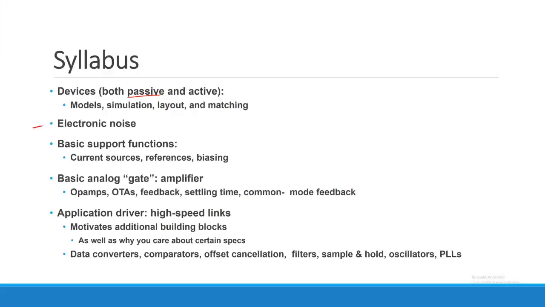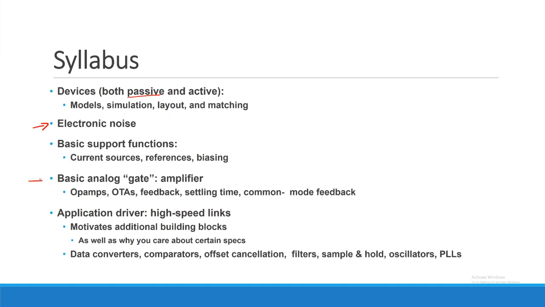The next topic that we'll spend a lot of time on, which you may not have seen in the past, is electronic noise, because that's actually going to turn out to really set the power consumption of many of the blocks we're going to end up building. Once we've understood that, we'll come back and review some of the basic support functions that you've probably seen before. But now that we understand more about noise and some of these passives, we'll take a closer look at how you'd really want to do those kinds of things. So things like current sources, references, and biasing, we'll take a look at.